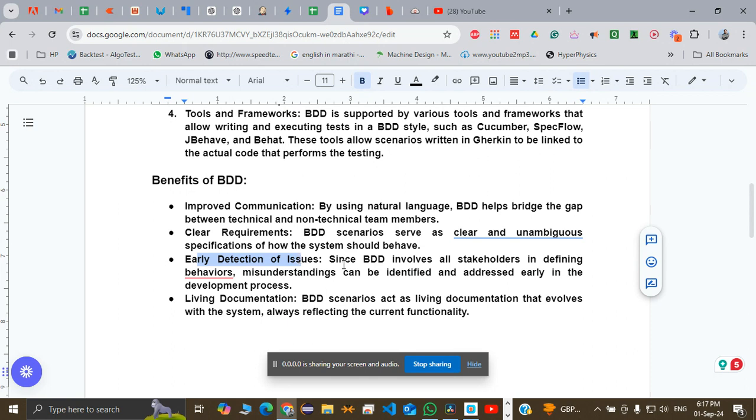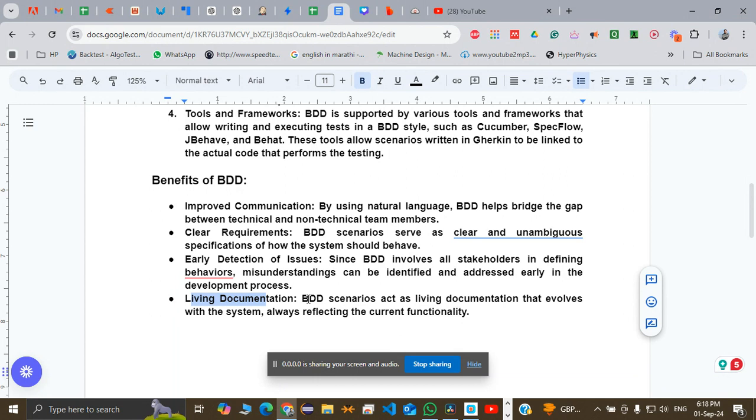Third, early detection of issues. With the help of Cucumber, we are going to write the test cases and perform smoke testing and regression testing around the same. If we run the smoke testing and regression testing around the mentioned functional flow, we can easily detect bugs at an early stage of the development life cycle. So it's a very important point.